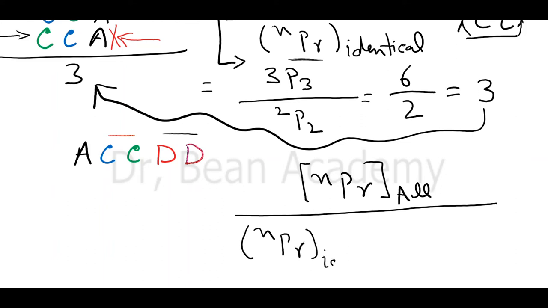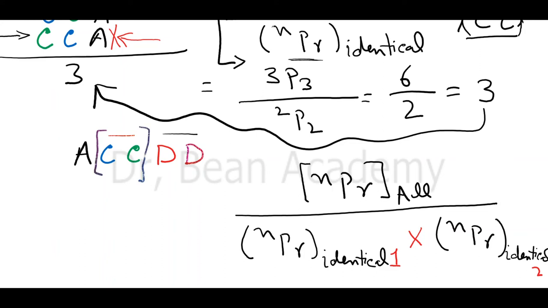of the identical, but now you have two sets of identical choices, so you can give them a name, identical one, and then you will multiply it with nPr identical 2, because you can make a group of them. Here is the first set of identical items and here is the second set of identical items. So you can extend this formula further.